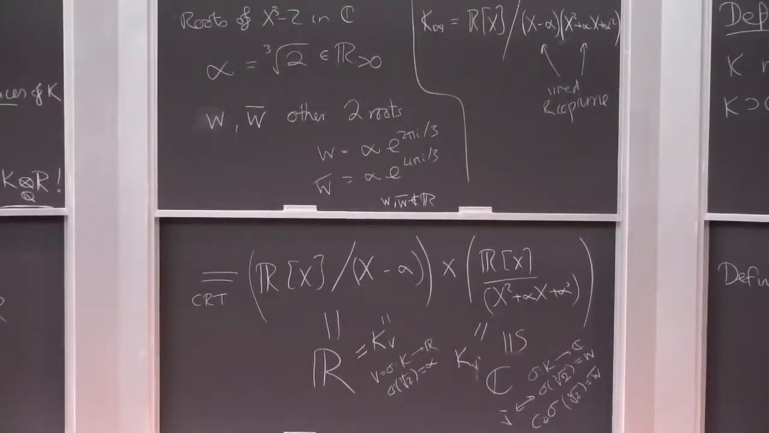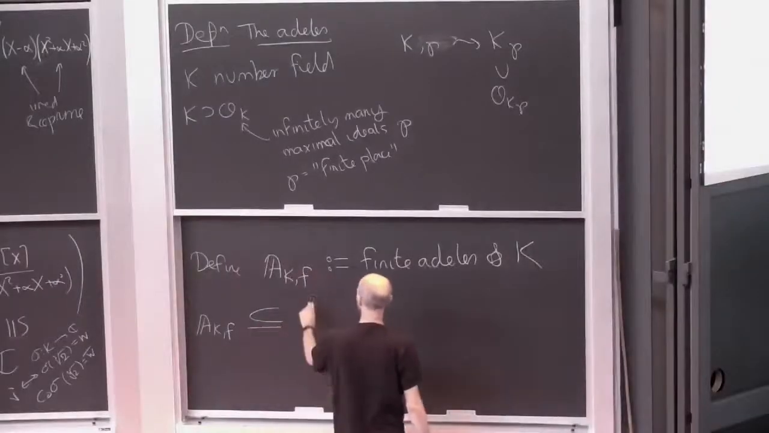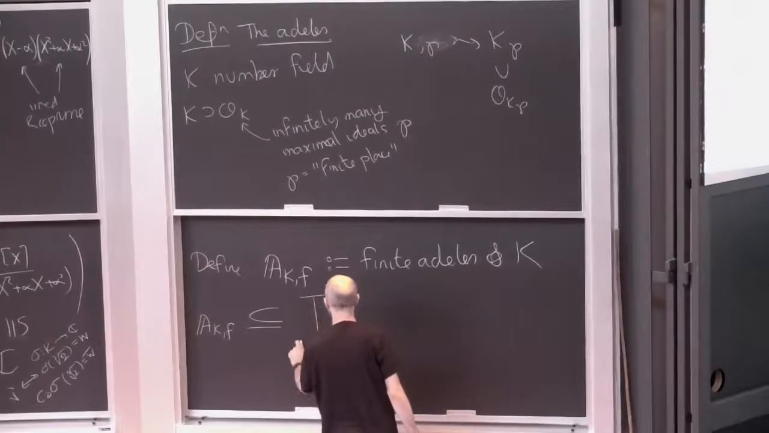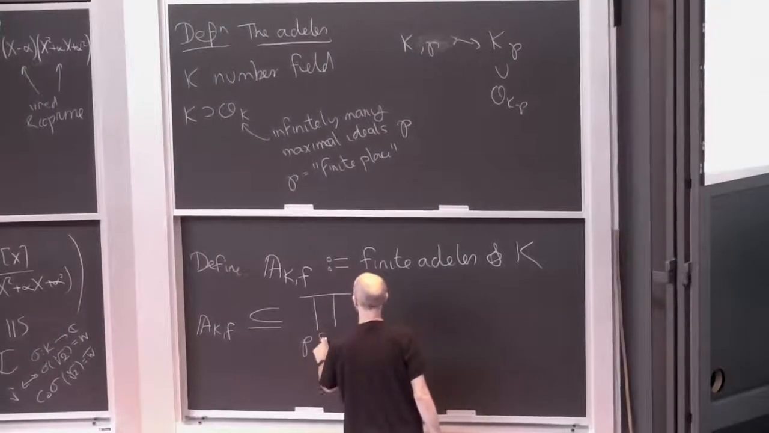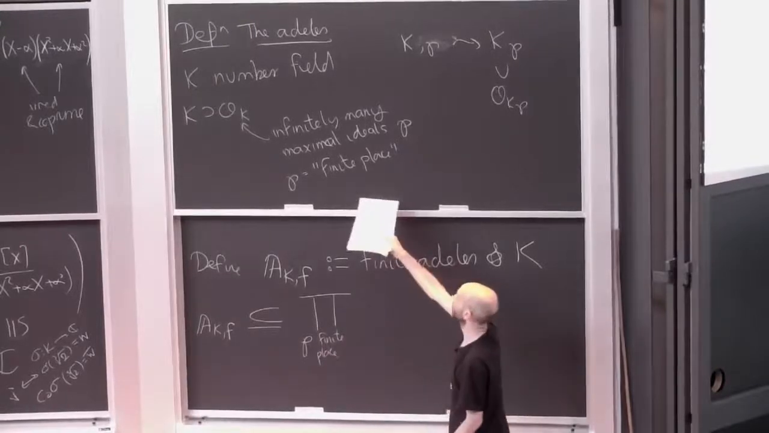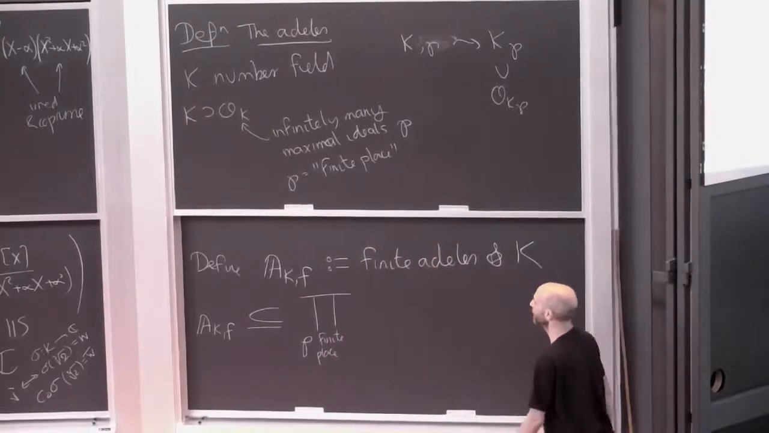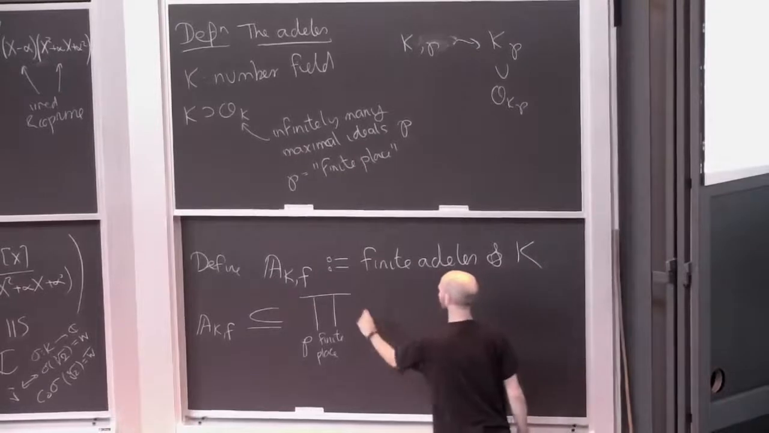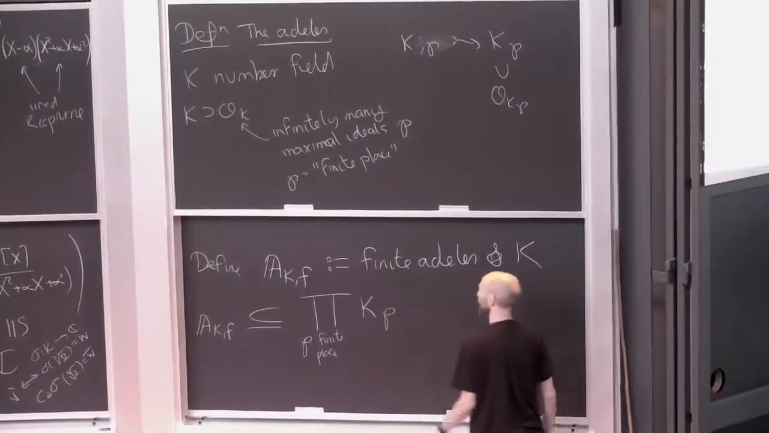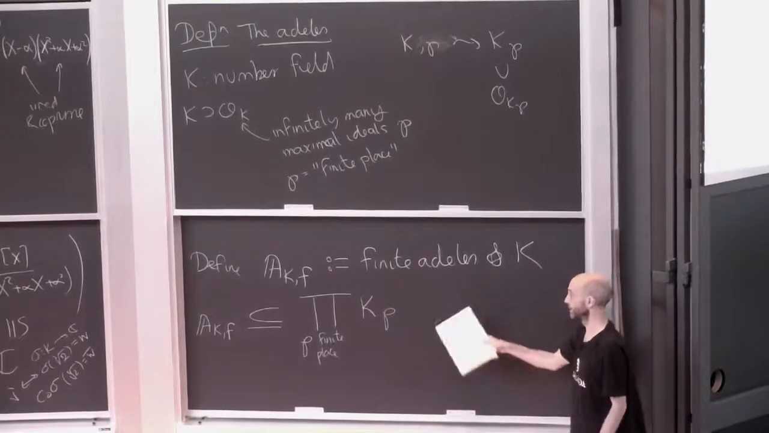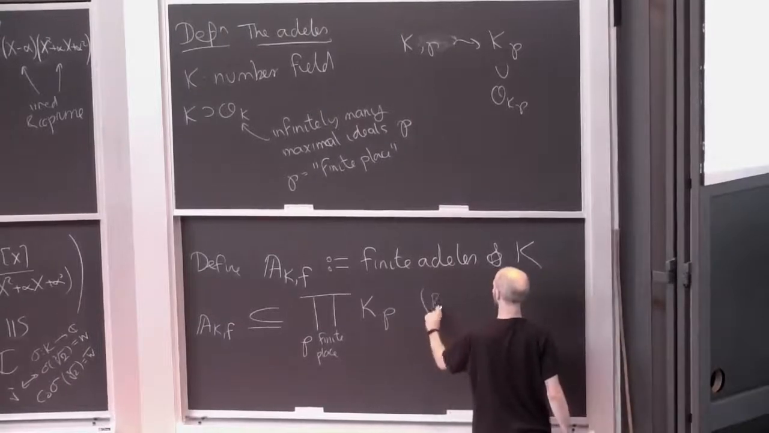So I want to do the same for the p-adic places, these finite places, but there's infinitely many. So A_K^F is actually a subset of the natural definition, which is the product over all P, a finite place, where a finite place is just the same as a maximal ideal of O_K, of K_P. Right? That's not the Adeles. This is too big. So this right-hand side is too big.